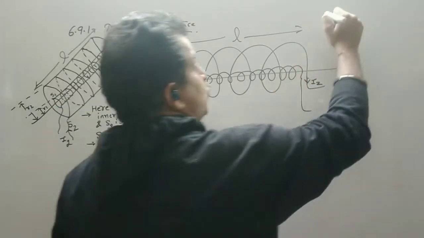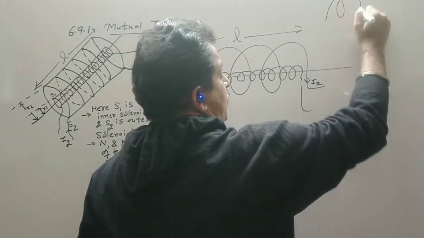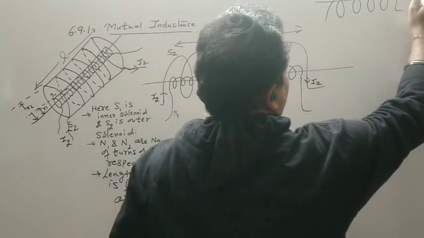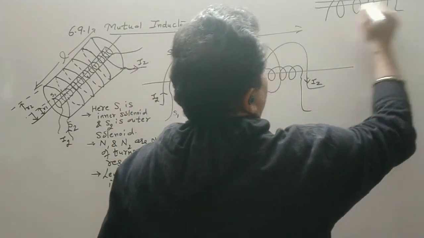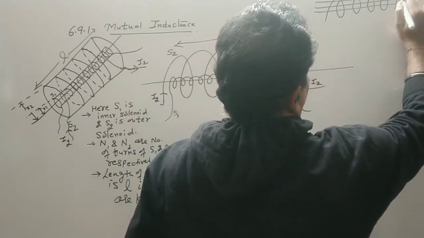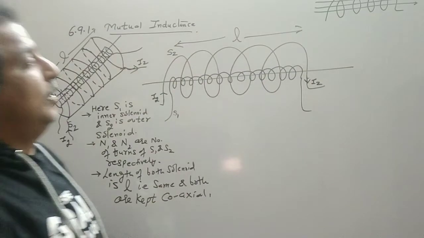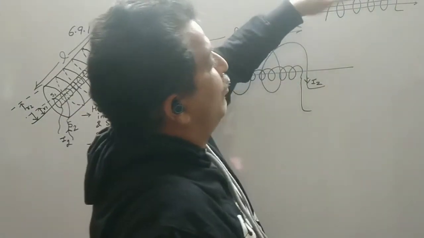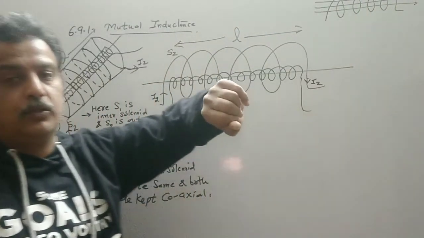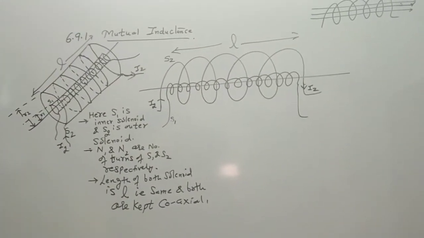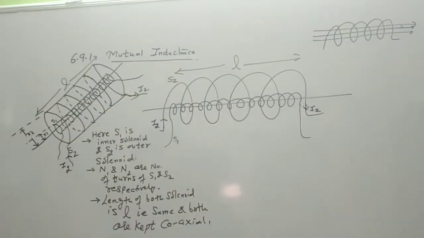So the situation is like this. We have this outer solenoid. We know when we pass a current through it, there are uniform magnetic field lines inside the solenoid. On the edges it is curved, or it forms a closed loop. So this was the situation when the current is passed through the solenoid.